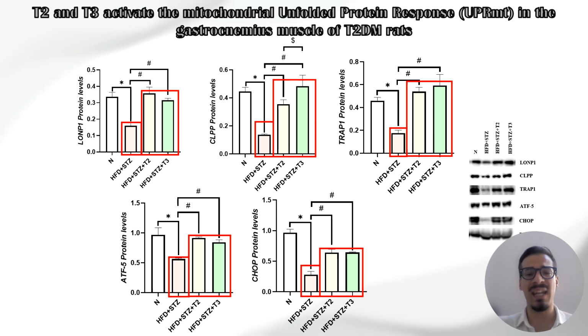These results indicate that T2 and T3 restore mitochondrial protein quality control, likely through the enhancement of the MTUPR machinery, thereby improving the ability of mitochondria to cope with proteotoxic stress and contributing to the maintenance of mitochondrial function in diabetic skeletal muscle.